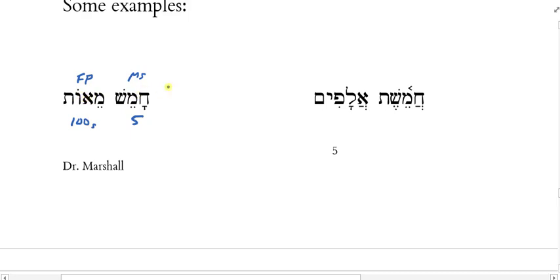Okay? On the other hand, alafim is thousands, right? And chameshet is also 5, but this is masculine plural. So which form of 5 do I have to use? Got to use the feminine singular form. In this example, I'm using the construct. Okay? Chameshet.